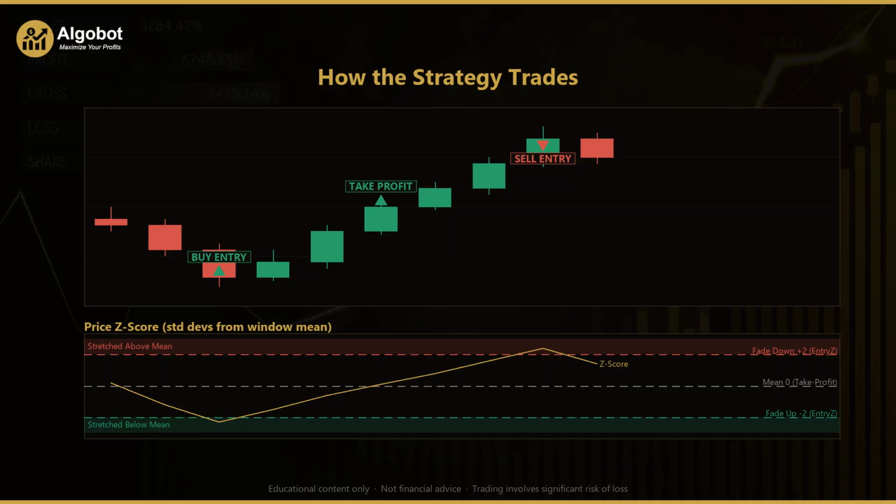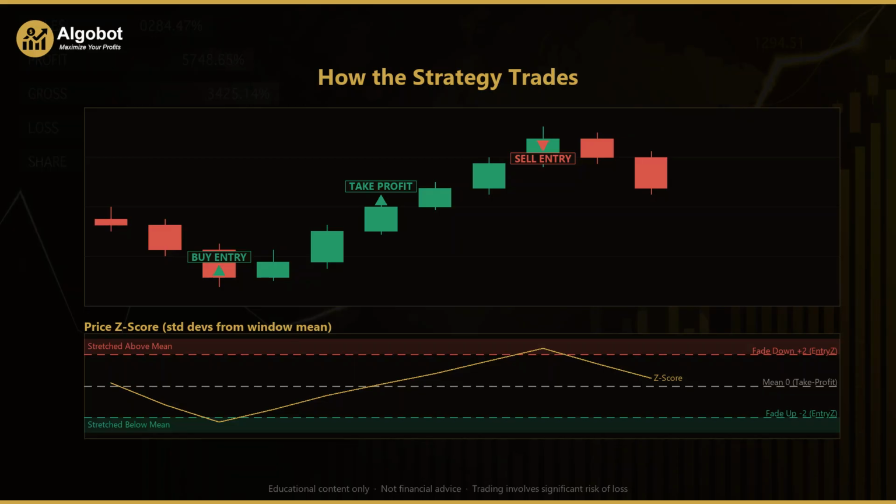And had price kept falling instead, the stop loss, placed an ATR multiple below the entry, would have capped the loss quickly, because a break that keeps extending is exactly the failure mode this system wants to exit fast. With that long closed, watch the second half of the chart.